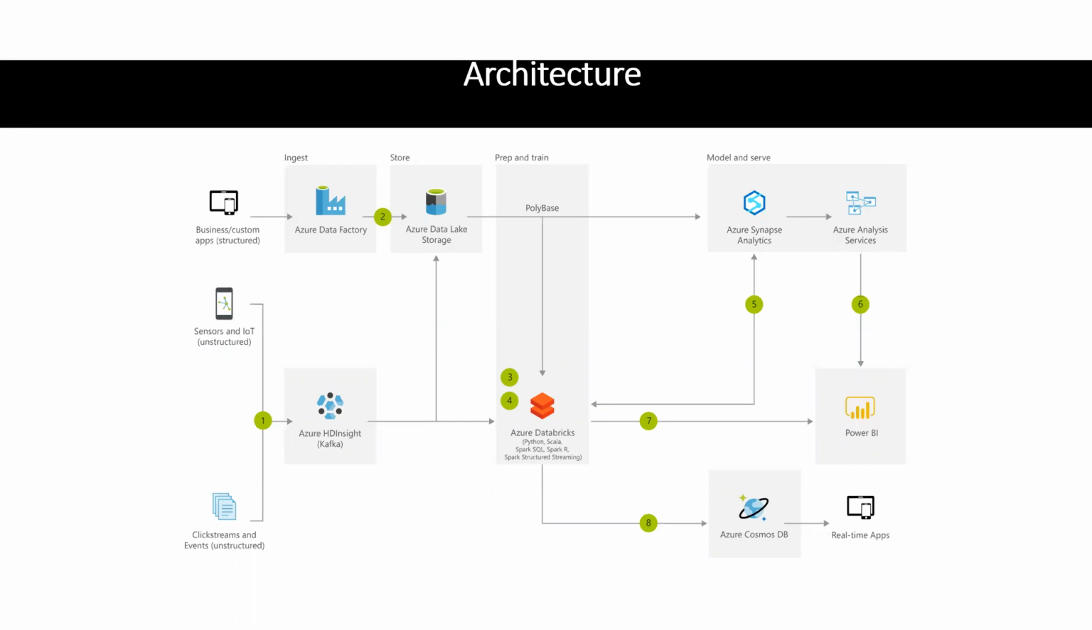So here is the architecture. We can see different components in the architecture and the data flow. Before we talk about data flow, let's talk about each component we have in the architecture. For ingest purposes, we use Azure Data Factory. To process the stream analytics data, we use Azure HDInsight Kafka. And to store data, we use Azure Data Lake Storage or blob storage.